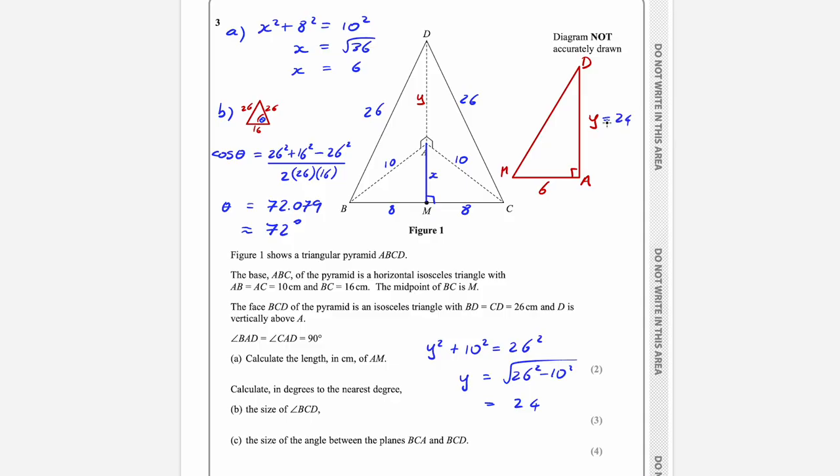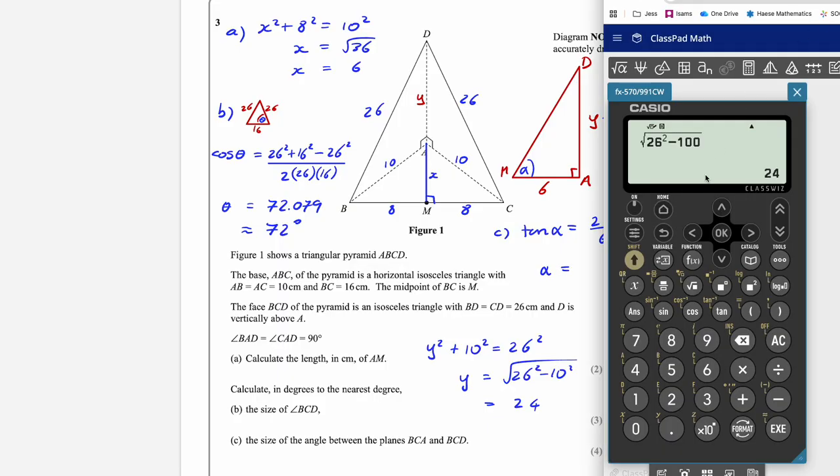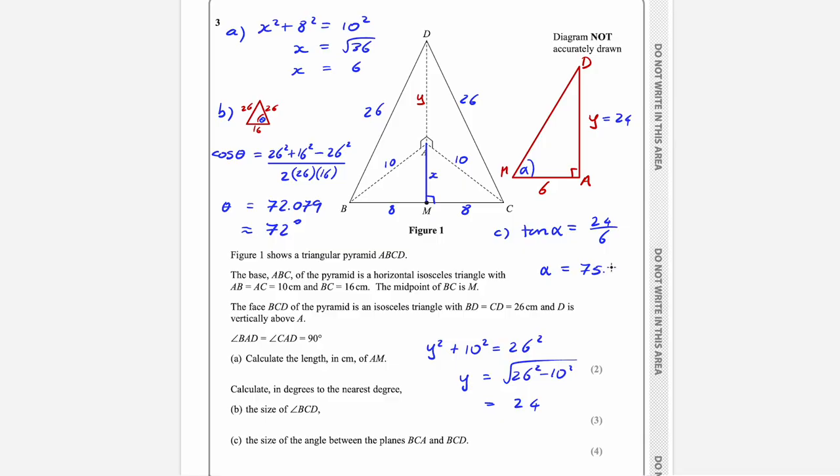So this is 24. So now I want this angle here. Let's call it alpha. So this is for part C. I can say tan alpha equals opposite over adjacent, 24 over 6. And then alpha is the inverse tan of 24 over 6, which is 75.96, or 76 degrees. He doesn't say to round it, guys, so put both answers.